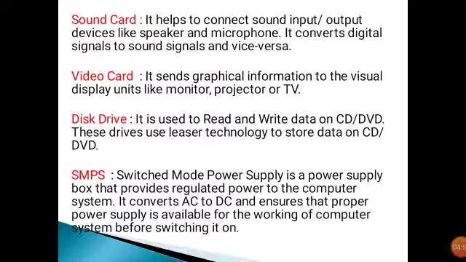Disk drives. They are used to read and write data on CD, DVD, even floppy disks. These drives use laser technology to store data on CD and DVD.